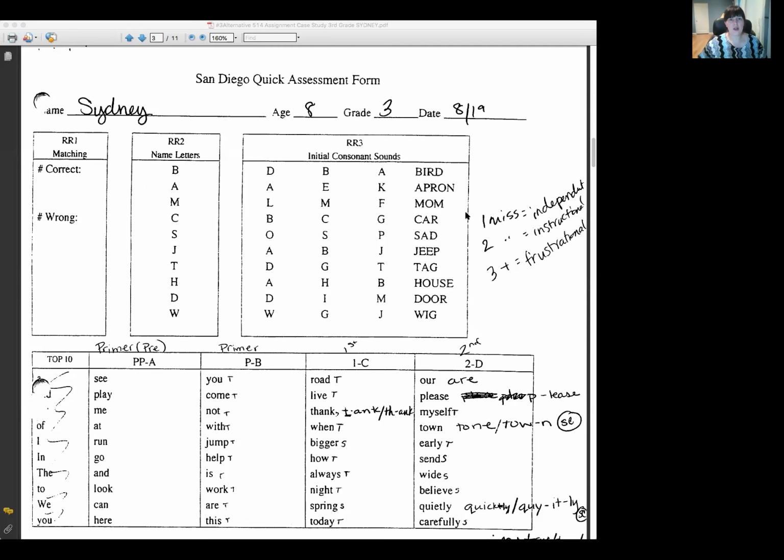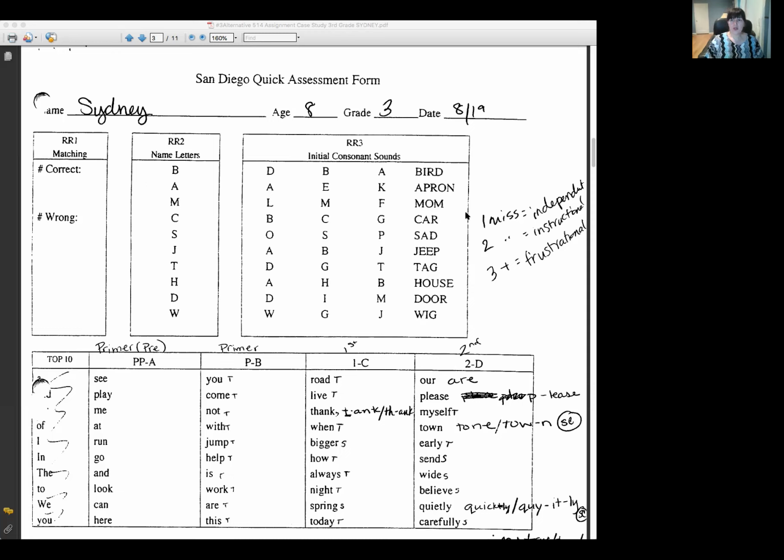The next test I want to look over is the San Diego Quick Assessment Form. This form measures words out of context. So this is the students reading lists of words without sentences to help guide them and give them clues to the reading. To administer this, you're going to begin with a list that is 2 to 3 levels below their reading level or below their grade level to assess them, to give them a little bit of confidence as they go along in this exam.